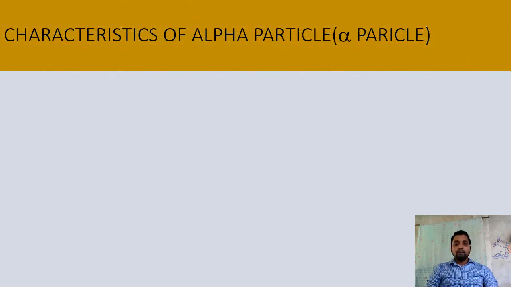Alpha particle deviates towards the negative side, since it has a positive charge. So let's discuss more properties and characteristics of this alpha particle in this part.